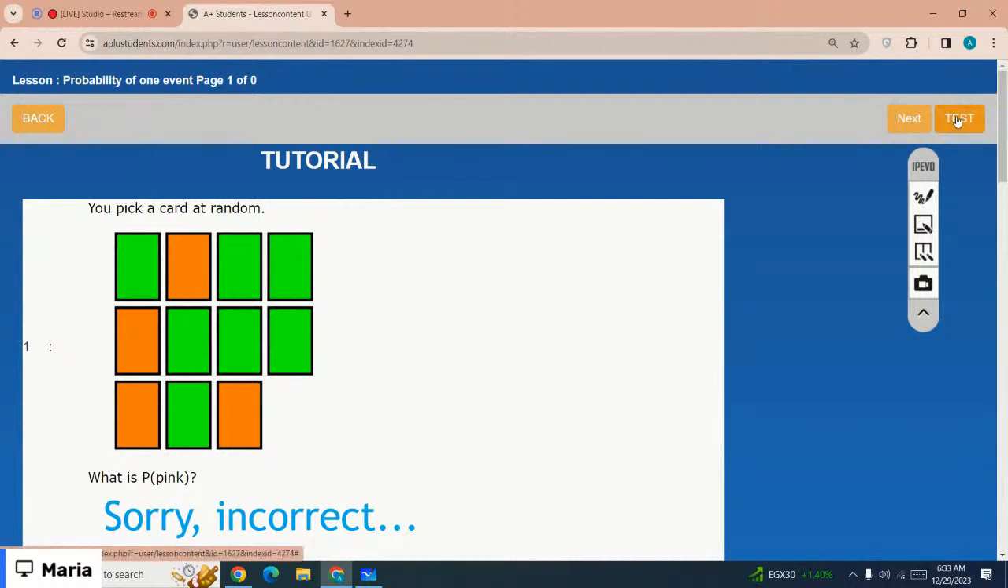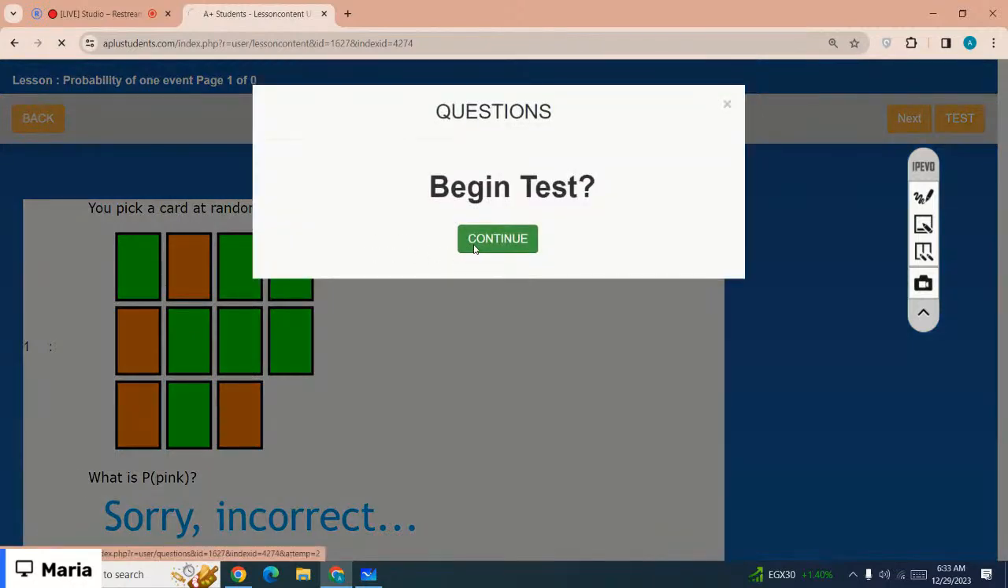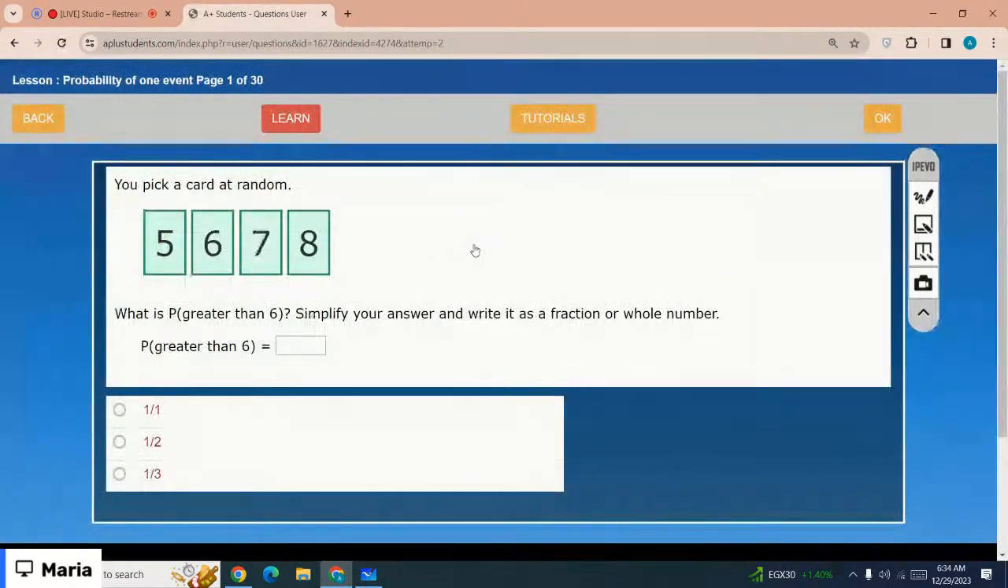Let's just start with the test questions. You pick a card at random. What is the probability of greater than 6?